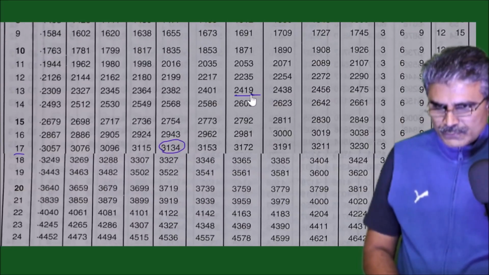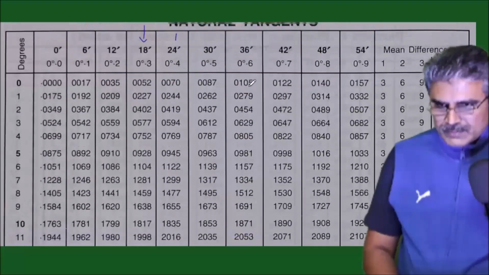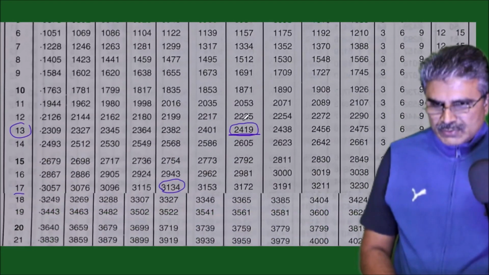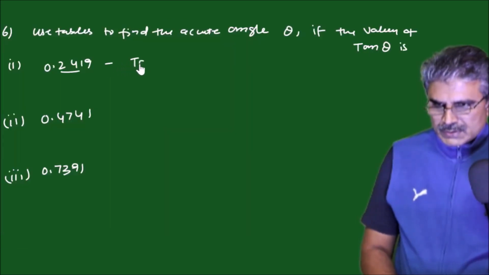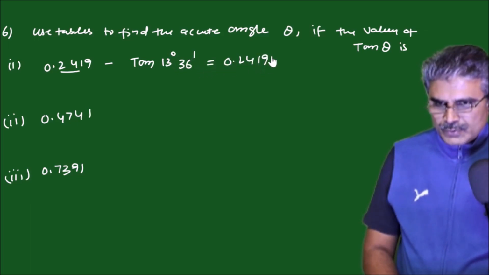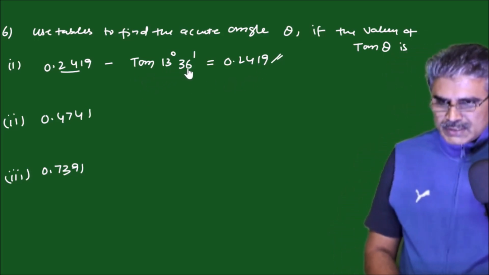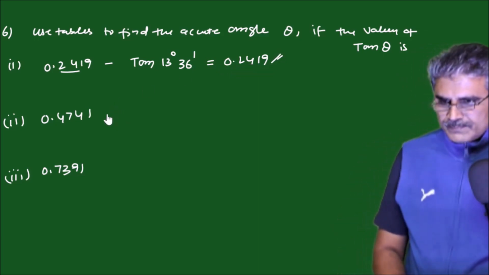2419 is the value for the angle 13 degrees 36 minutes. So tan 13 degrees 36 minutes will give a value of 0.2419. It's a direct value, it is given in the table. So tan 13 degrees 36 minutes has a value of 0.2419.